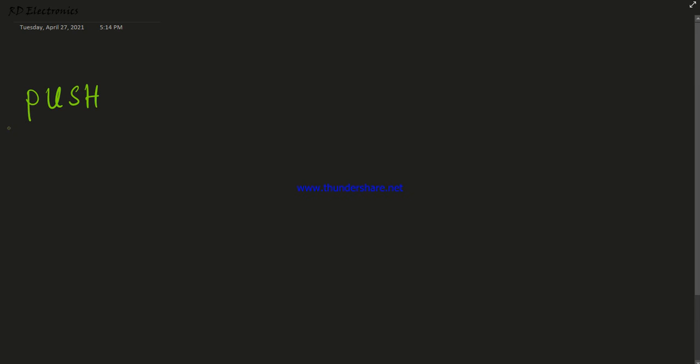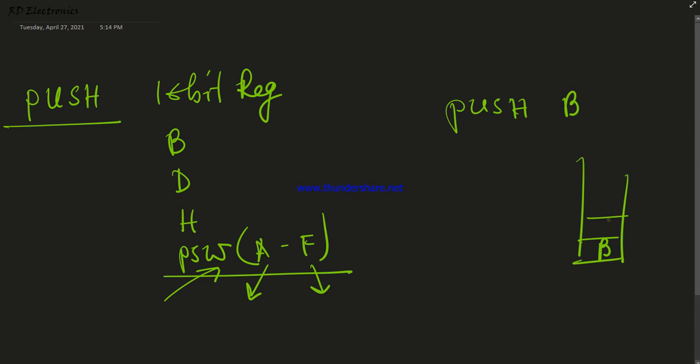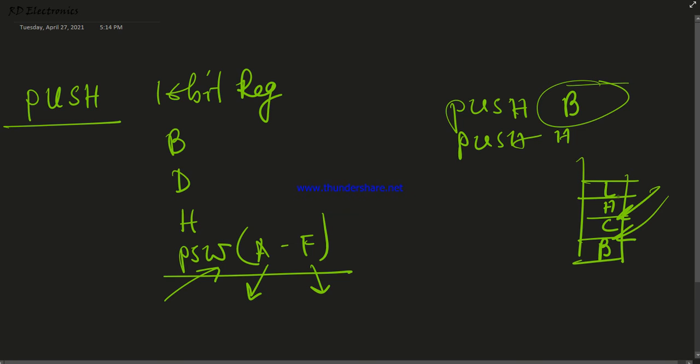Now there are several instructions available. This is the push instruction. The format of the push instruction is push followed by a 16-bit register. There are different registers available, like the BC pair, the DE pair, the HL pair, and another register known as PSW. PSW means program status word. That means the 8-bit accumulator and the 8-bit flag register together are known as the program status word. If we write push B, that means in the stack memory first B is stored and then C. If we apply push H, then H is stored first and then L. So between the register pair, the MSB byte is stored first and then the LSB byte. This is the principle of the push instruction.